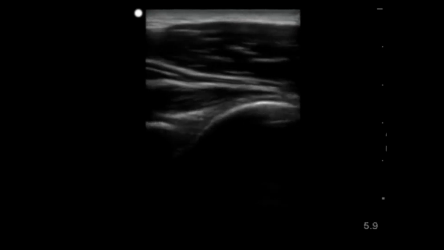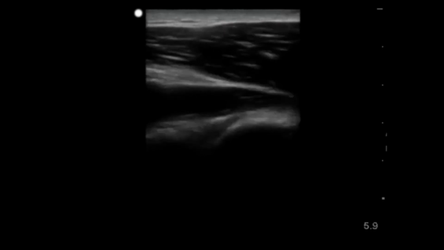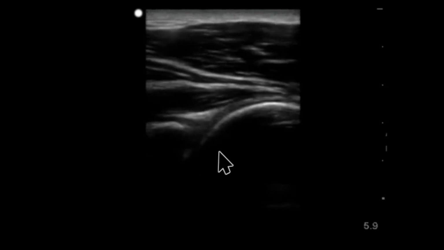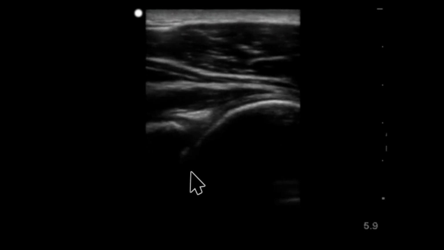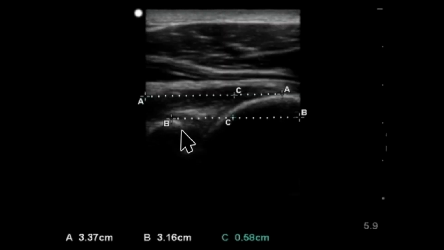Now, here's a right shoulder, and similar to the previous example, this is going to be the humeral head, and this is the glenoid rim seen over here. The next step is to create the tangents, one from the humeral head, one from the glenoid, and then one measures the distance between these two tangents, which happens to be, in this case, 0.58 centimeters, or 5.8 millimeters.